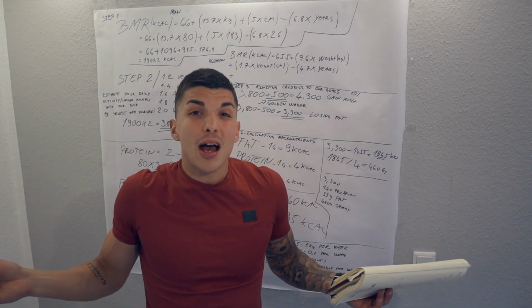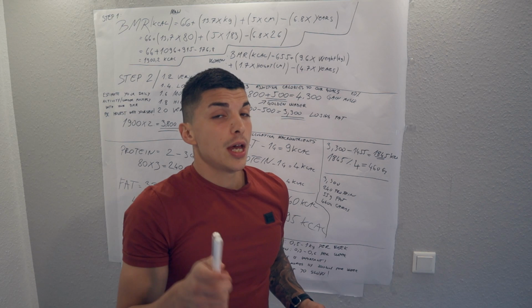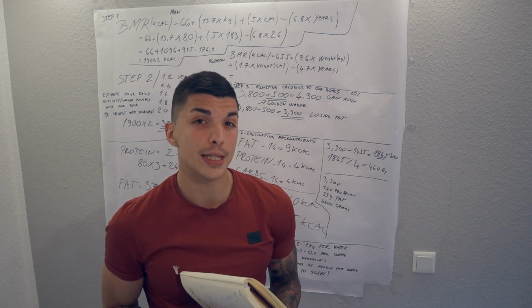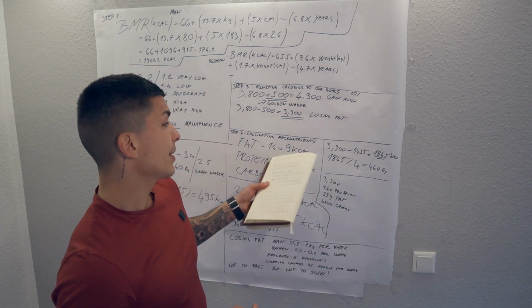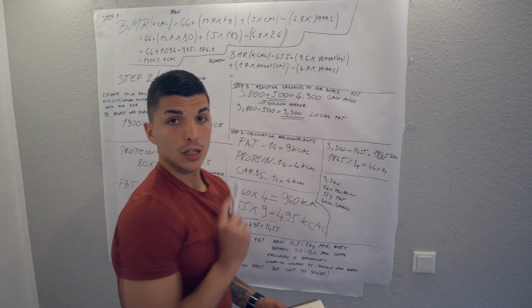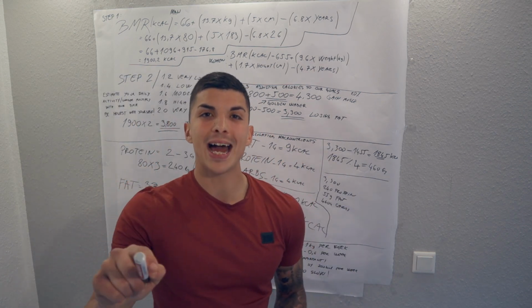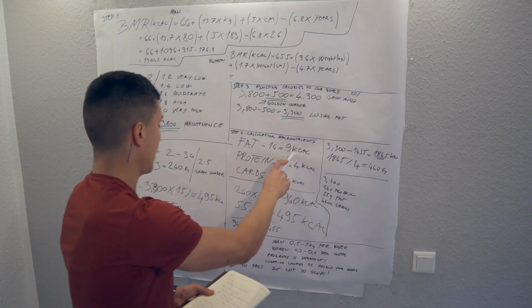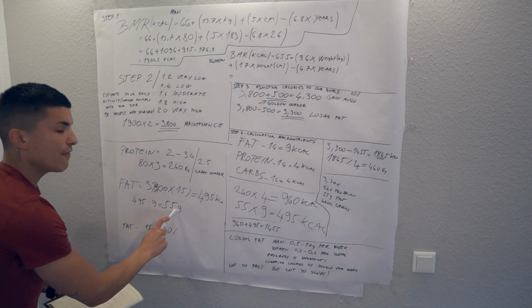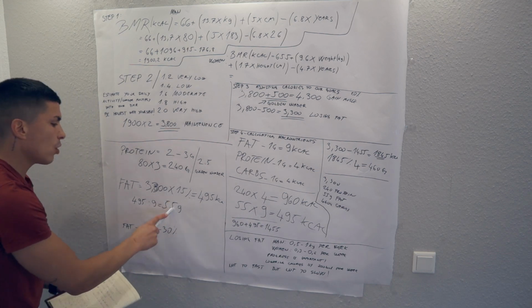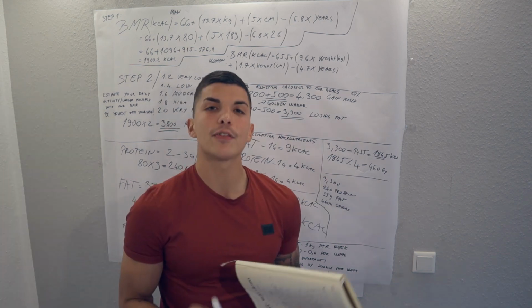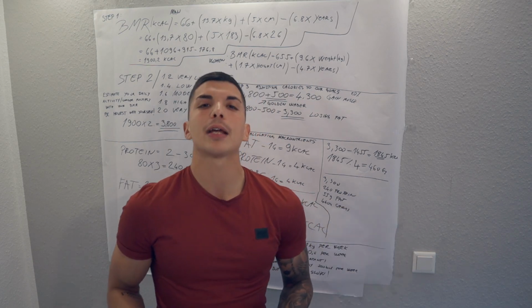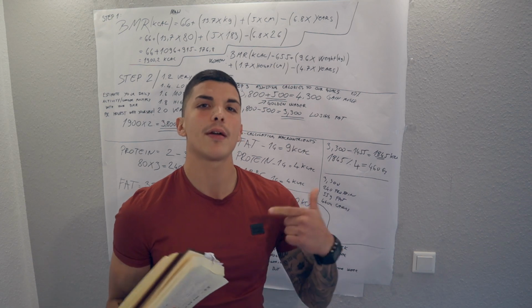How are we going to calculate our fats, you're going to ask yourself. We have 495 calories from fats. As we already know, 1 gram of fat has 9 calories. So we simply divide 495 calories by 9, and that's going to be 55 grams. So I'm going to need 55 grams of fat on a daily basis. So now I have my protein already and I have my fat.